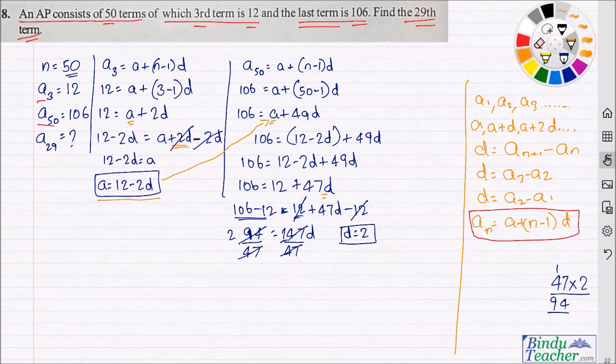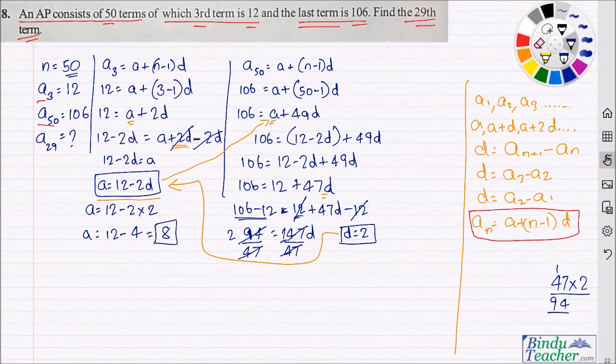Now let's take this value and substitute in this equation. So we have A equals 12 minus 2 into the value of D, which is 2. A equals 12 minus 4, which is equal to 8. So we have found the value of A, which is equal to 8. We have found the value of D, which is equal to 2.